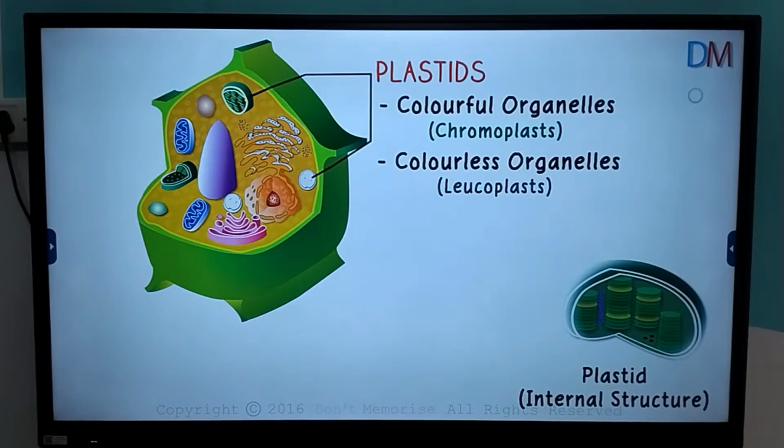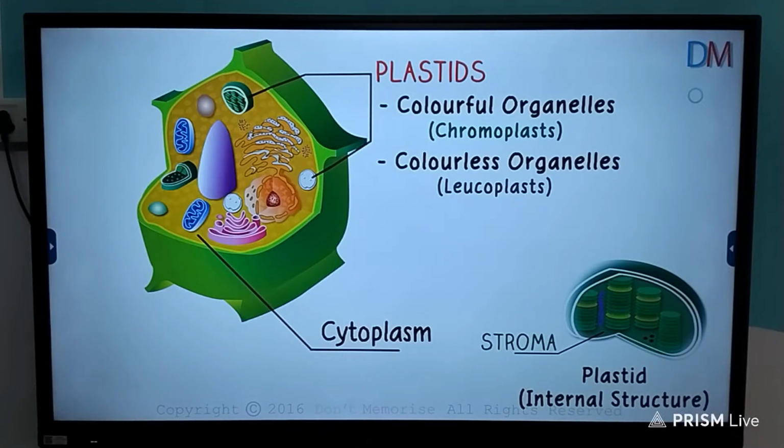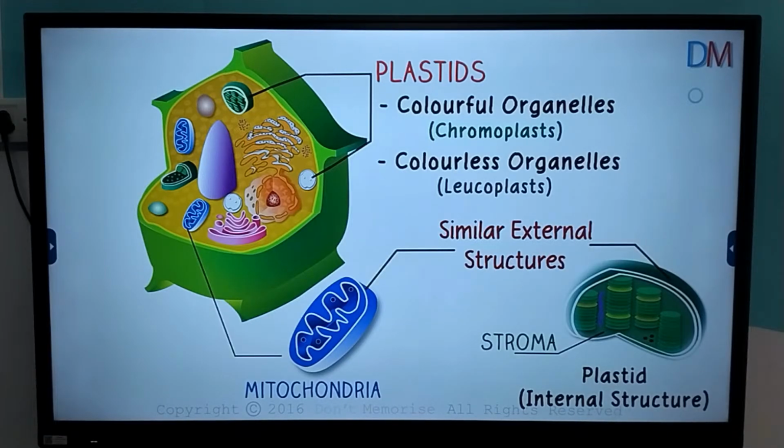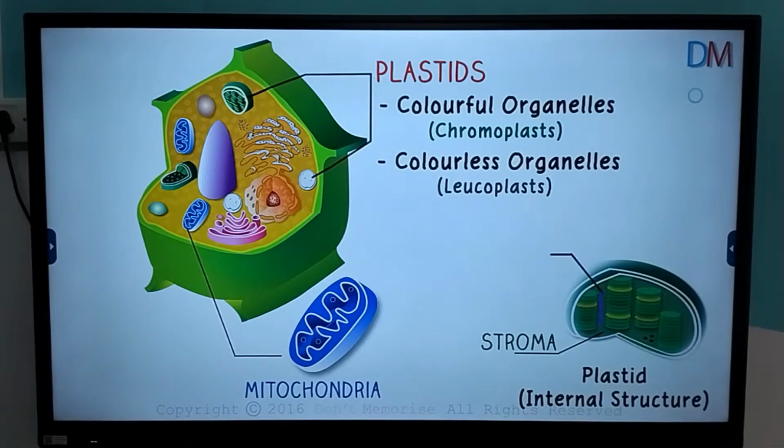If we look at the inside of the plastids, we can see numerous membrane layers placed in some material. What is this material called? This material is called the stroma. It is like the cytoplasm in the cell in which the plastids are embedded. Plastids are similar in their external structure to another organelle of the cell. Can you guess which that organelle is? Yes, the mitochondria. The mitochondria and the plastids have similar external structures. Plastids also possess DNA and ribosomes like the mitochondria.